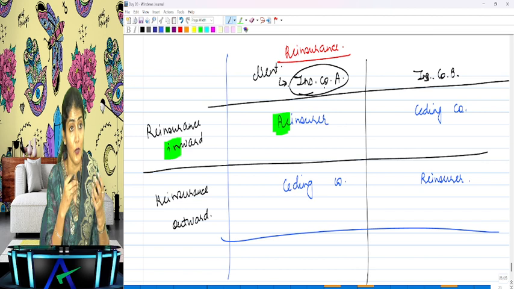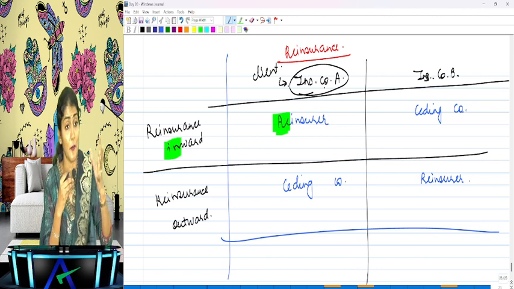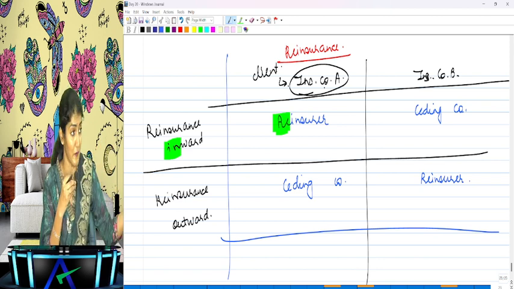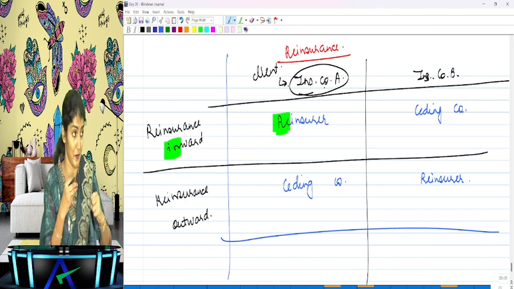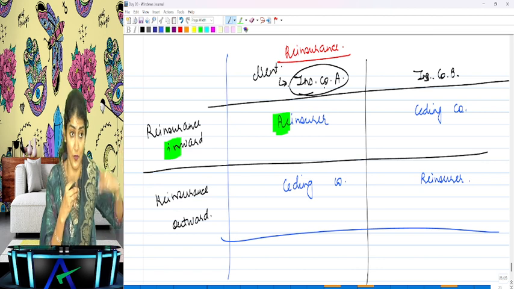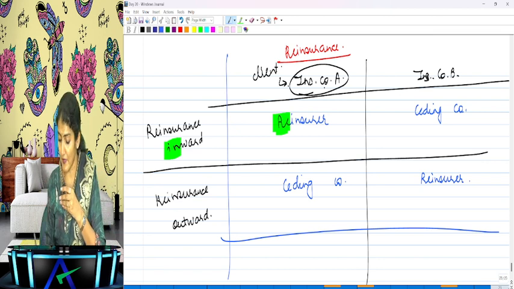Reinsurance inward, do I receive the claim or do I pay the claim? Reinsurance inward, I receive the claim. I receive the premium. Reinsurance inward, do I receive the premium or do I pay the premium? I receive the premium. And reinsurance outward, do I have to pay the premium? Reinsurance outward, I need to pay the premium.